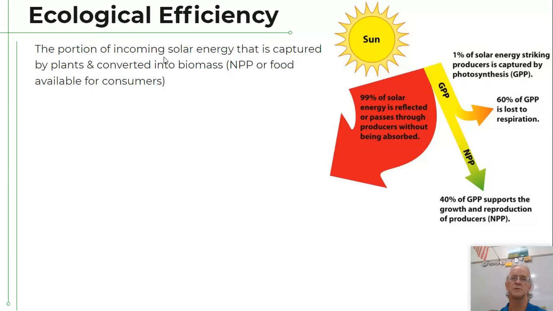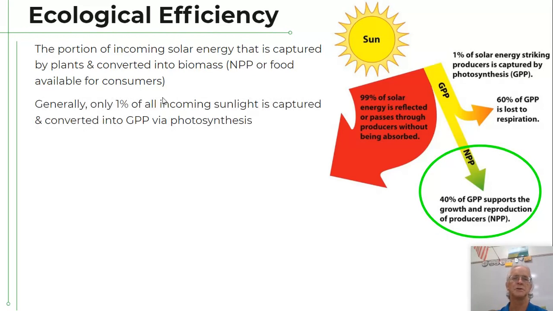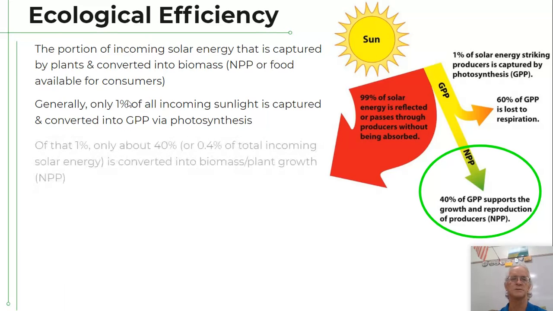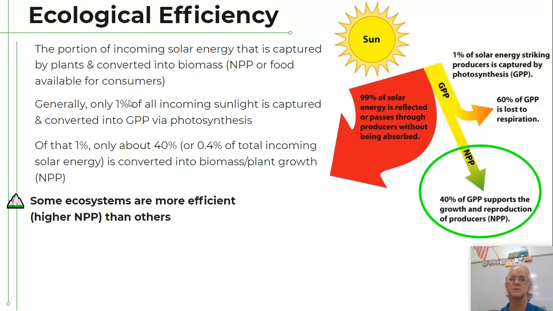So the portion of incoming solar energy that is captured by plants and converted to biomass is net primary productivity, or food available for consumers. Write that. Generally, only 1% of all incoming sunlight is captured and converted into gross primary productivity by photosynthesis. Of that 1%, only 40% of that 1%, or 0.4% of the incoming solar energy, is converted into biomass for plant growth. Some ecosystems are more efficient than others, meaning they have a higher net primary productivity than others.